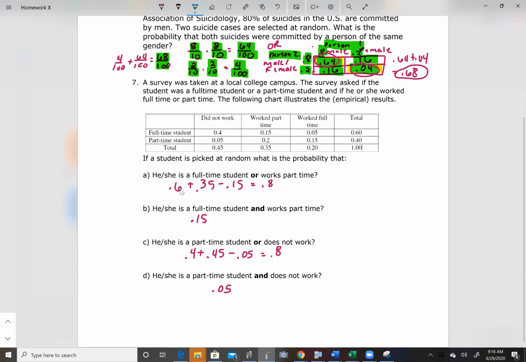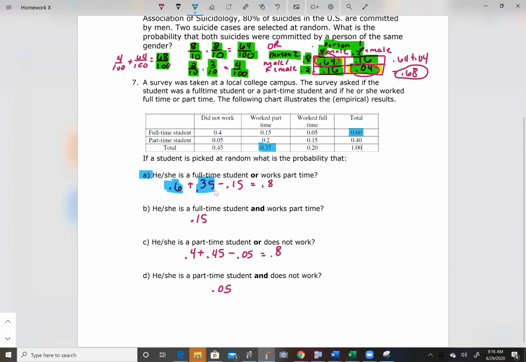Let's do blue. Okay, so question A. If he or she is a full-time student or they work part-time. So if they are a full-time student, the probability out of this sample would be 0.6, okay? And that corresponds here with this 0.6. And this is important, the word or. They work part-time. Working part-time, the probability is 0.35, so I need to add those 2 numbers together.